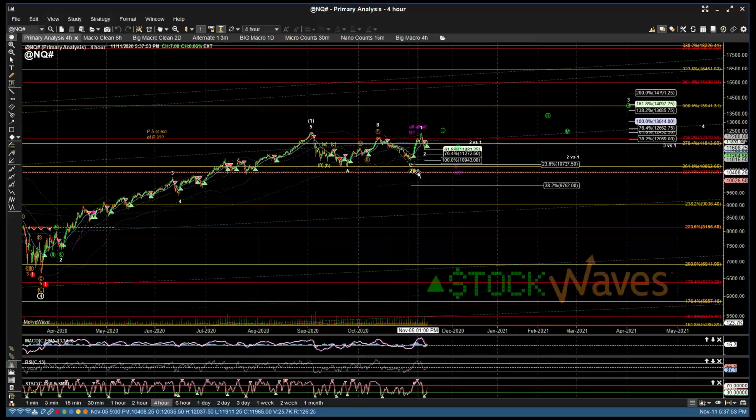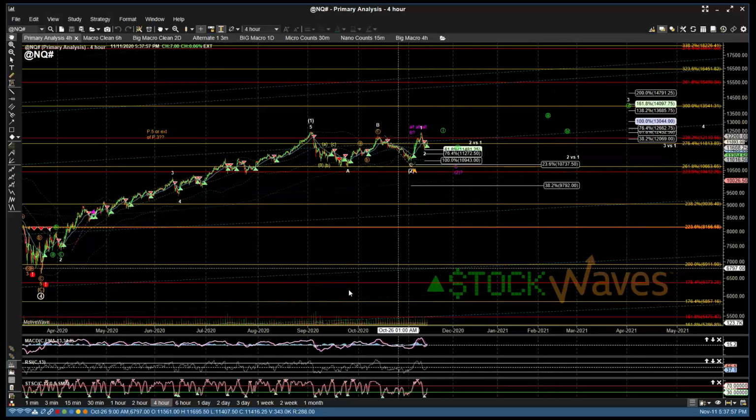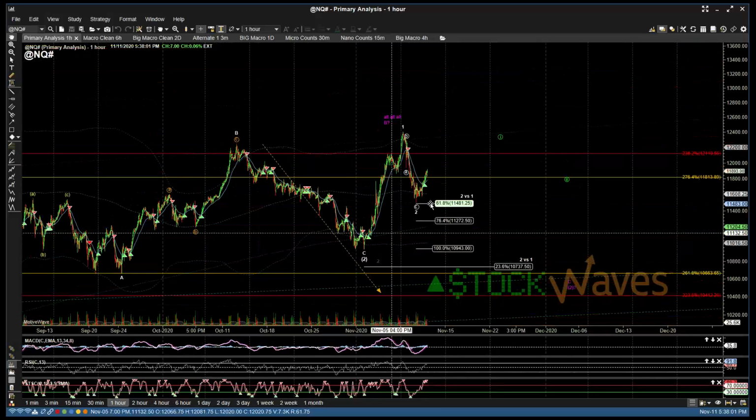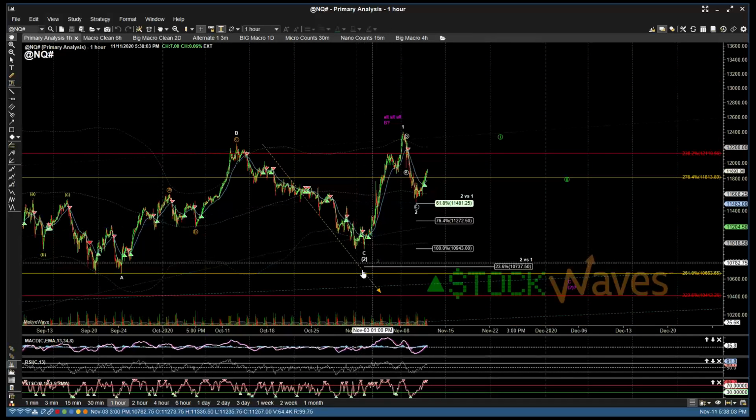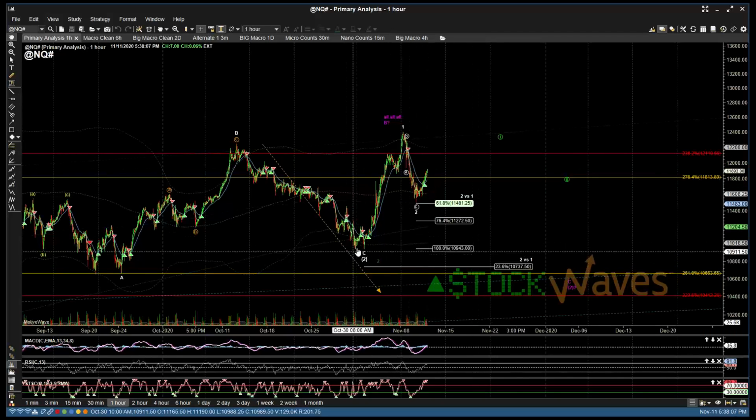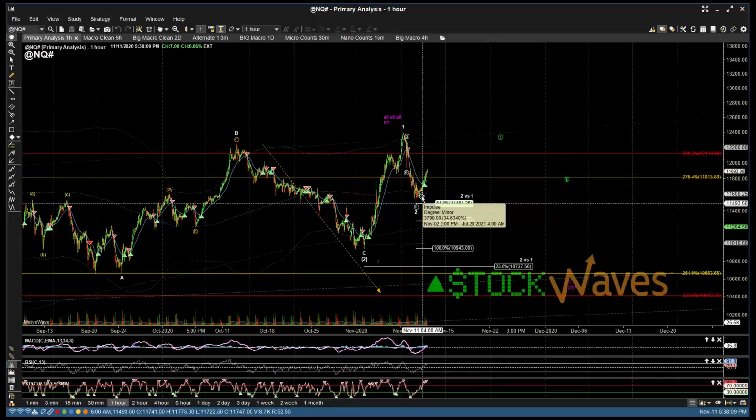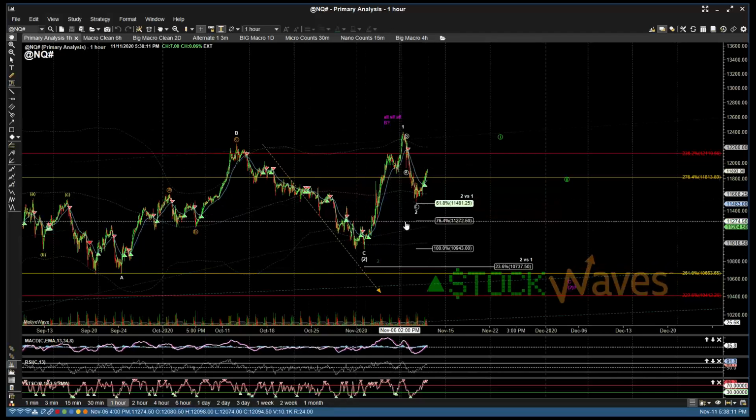I try to avoid putting too many different alt labels on the chart because it clouds things. And again, as we just discussed, the exact labels that you put here at the larger degree really don't matter. The important thing is saying, all right, this is a 5 up, 3 down structure. So as long as that holds, treat it as a 5 up, 3 down structure.